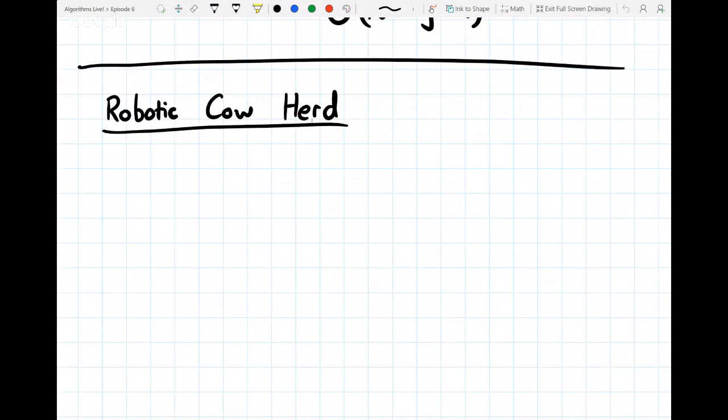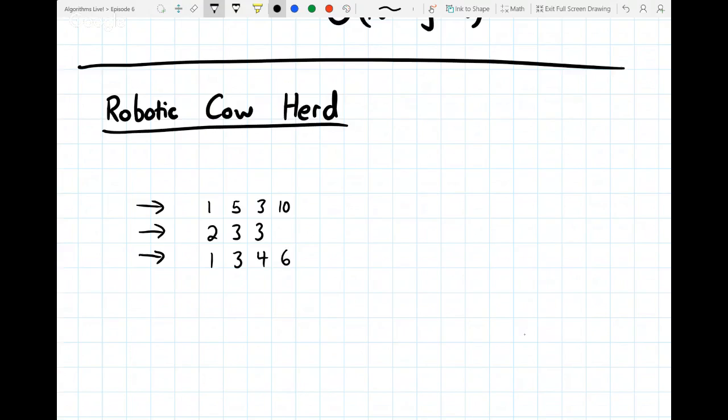So what we have here is this problem about Farmer John and his cows. The cows actually want to build a robotic cow, and each robotic cow takes in some types of parts. So here we have three types of parts that the robotic cow can be built from. And here are the costs of different brands of these parts. So you could buy slightly cheaper parts, slightly more expensive parts.